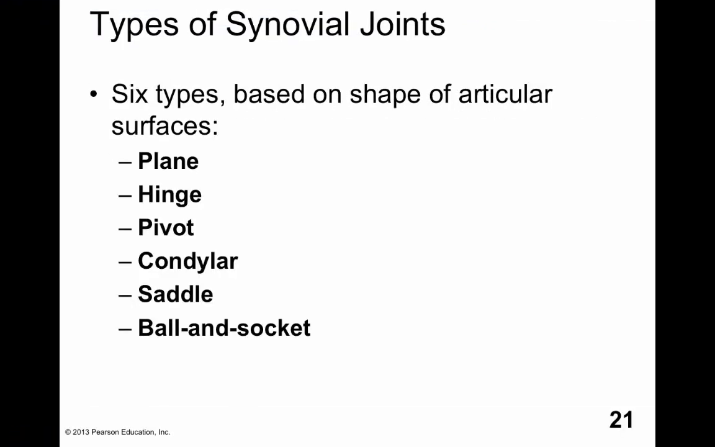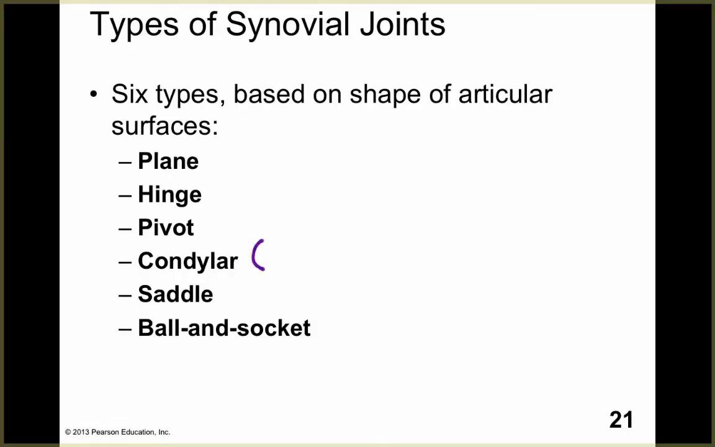And so now let's get into the fun part and talk about the 6 different types of synovial joints, right? We have plane, we have hinge, we have the pivot, we have the condylar, which is also known as, what we did in class, the ellipsoid, right? The saddle and the ball and socket.